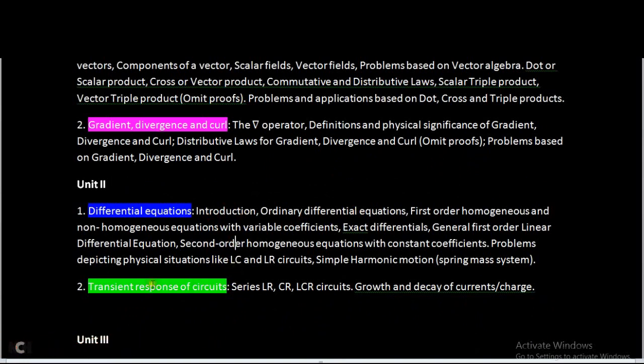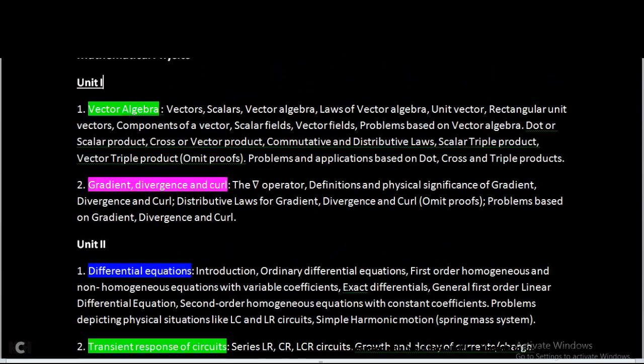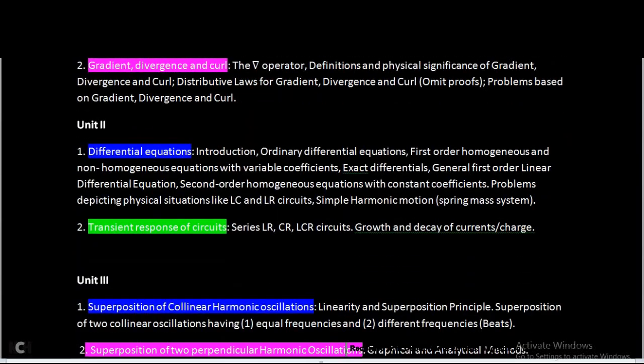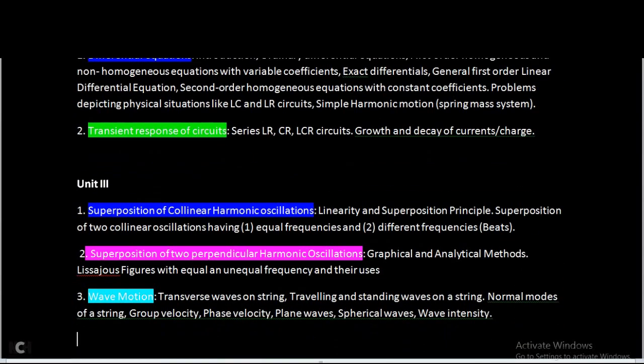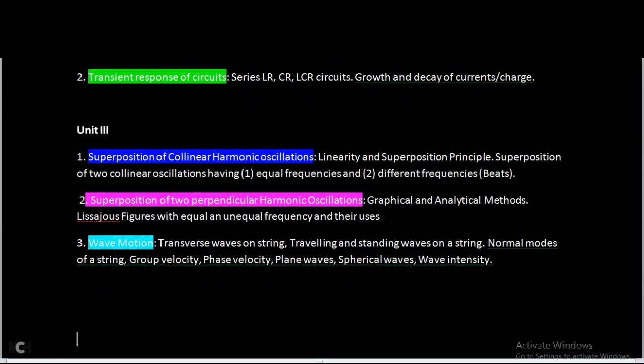Then you have transient response of circuits: series LR, inductance and resistance, then capacitance and resistance, these LCR circuits you have to study in unit 1 of Physics, part 1, mathematical physics. Then in unit 2, superposition of collinear harmonic oscillations is there, then superposition of two perpendicular harmonic oscillations is there. Then here is the wave motion. Wave motion also you have studied in class 12.